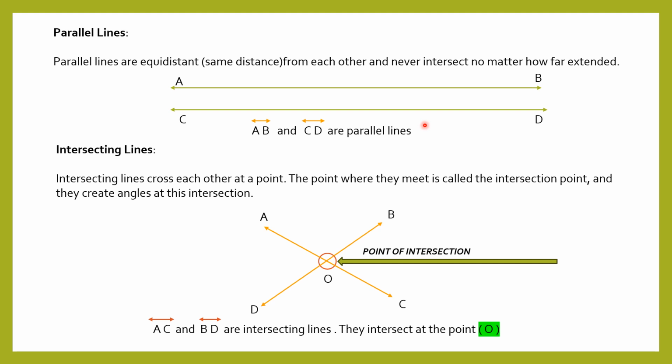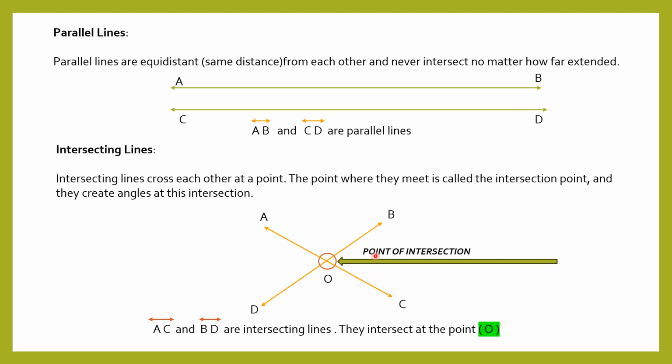Now let's understand what are intersecting lines. Intersecting lines cross each other at a point, as in this figure. The point where they meet is called the intersection point or the point of intersection. And they create angles at this intersection.